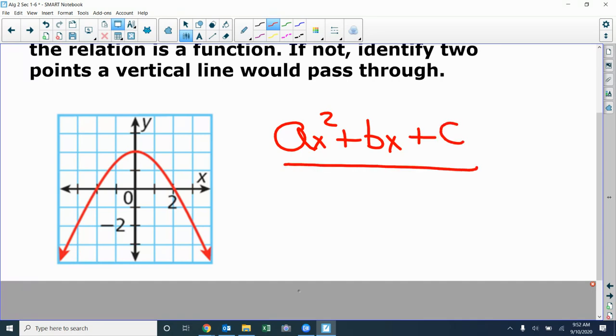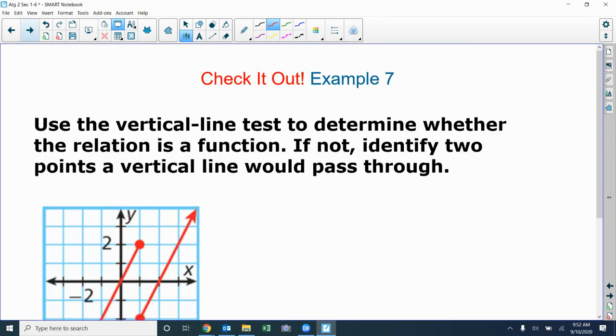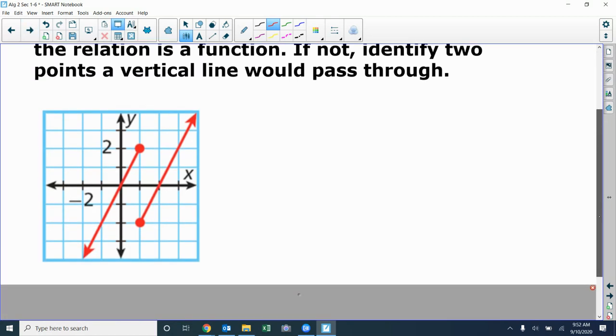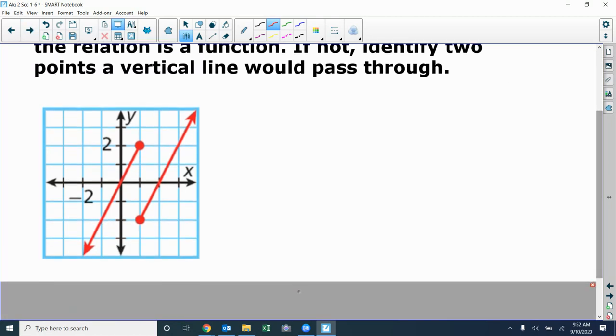What drove you crazy about quadratics in algebra 1? The F word, factoring. We had to factor. That can always be a struggle. We're going to do some of that when we get to quadratics later on in this semester. Function or not? Anybody? Vertical line test tells us it's not.